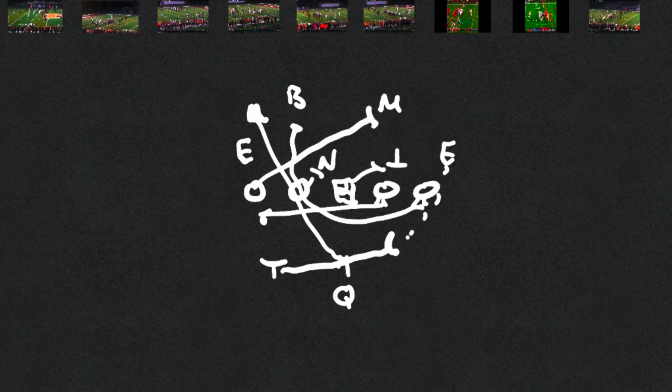Now, sometimes the tailback's eyes are not on the mesh. The tailback's eyes are on that defensive end. So if he sees right away that he's trying to latch onto that tackle, it's okay to abort the fake and try to scrape that defensive end off that tackle to make sure that our quarterback runs free. So there's your Q tag.